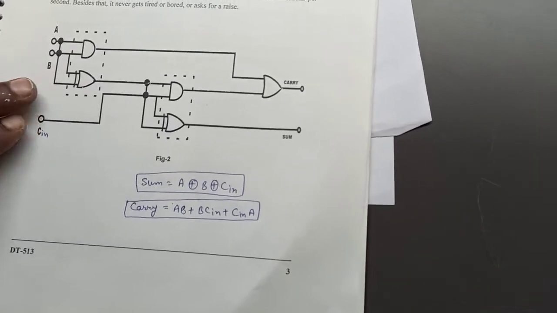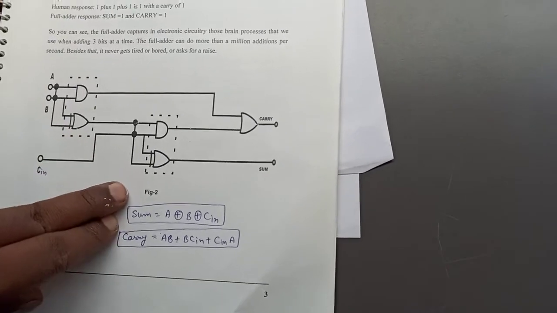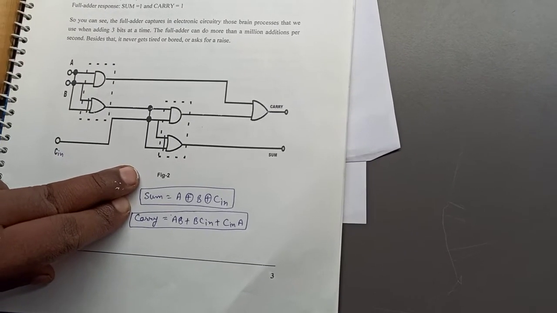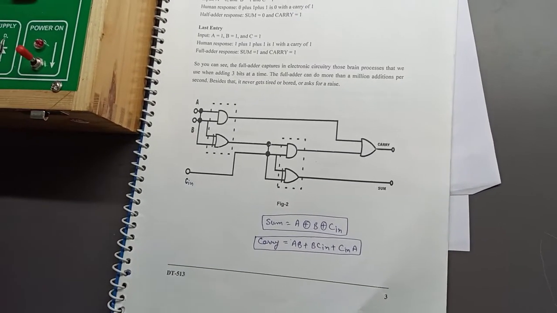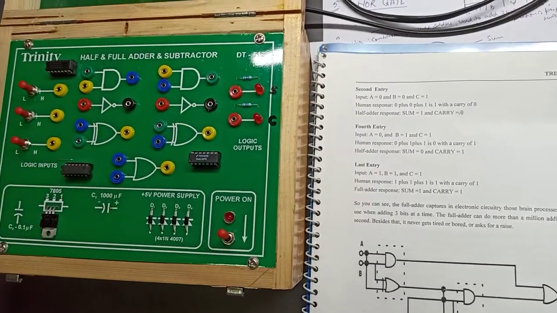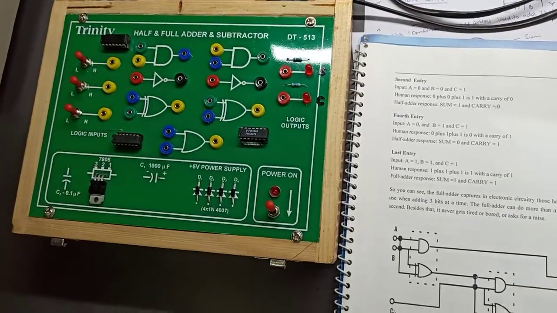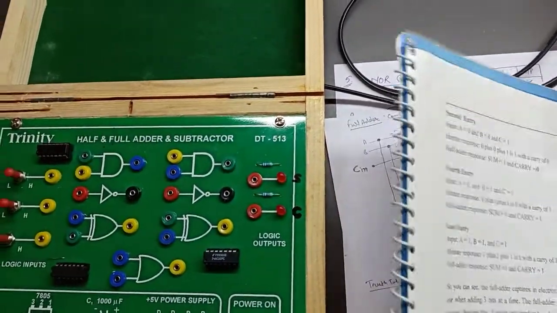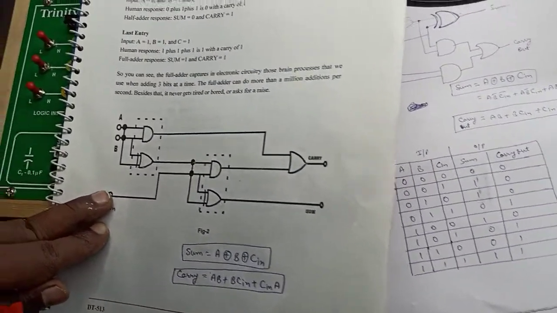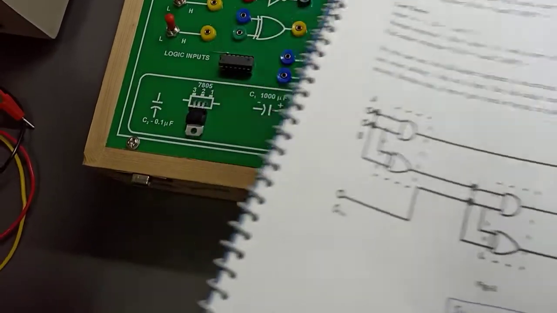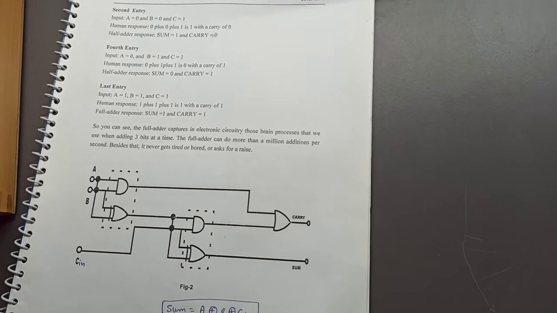As you can see here, it is the first half adder and it is the second half adder. Let's start the practical of the full adder. It has three inputs. So this is the circuit of the full adder, and we will try to make this circuit on the digital trainer kit.